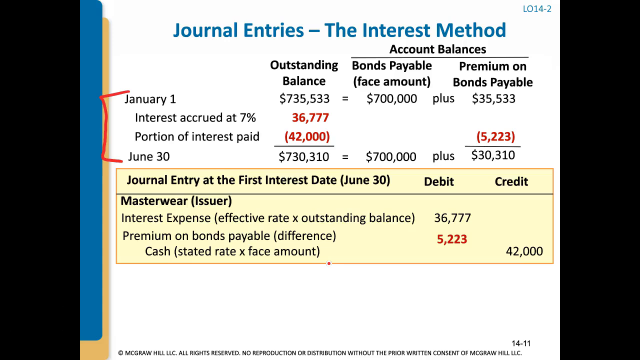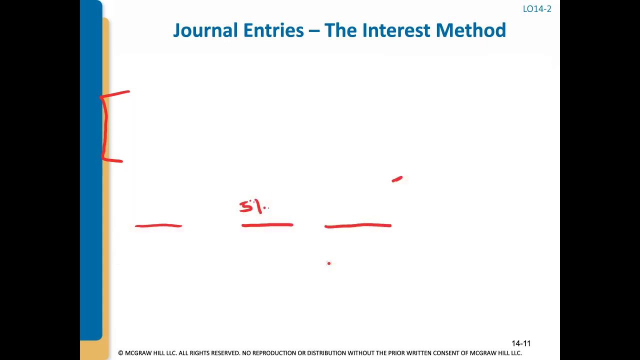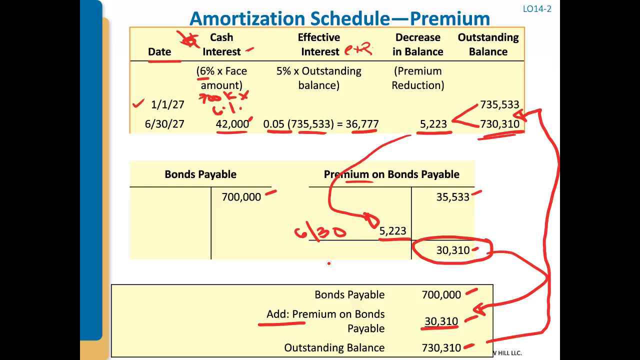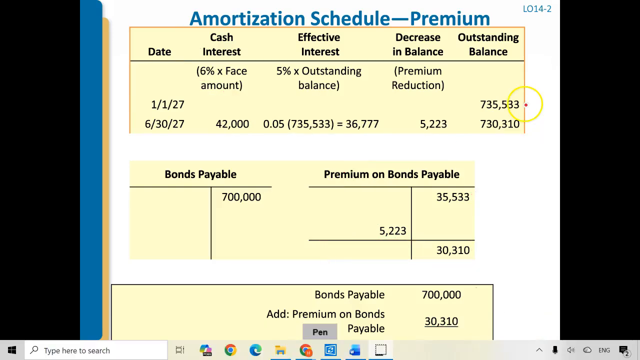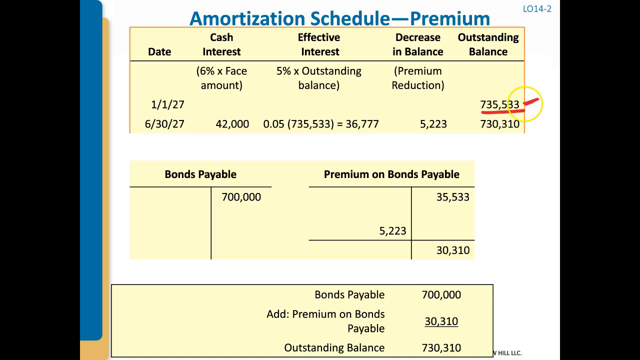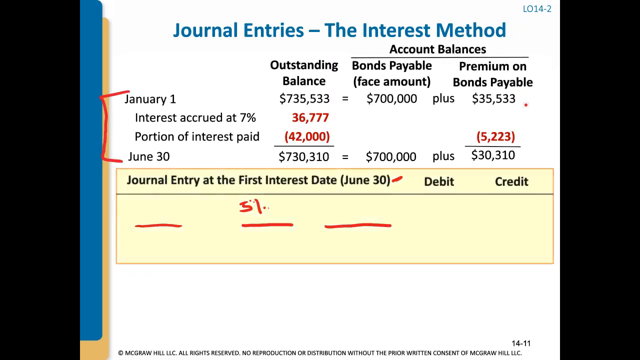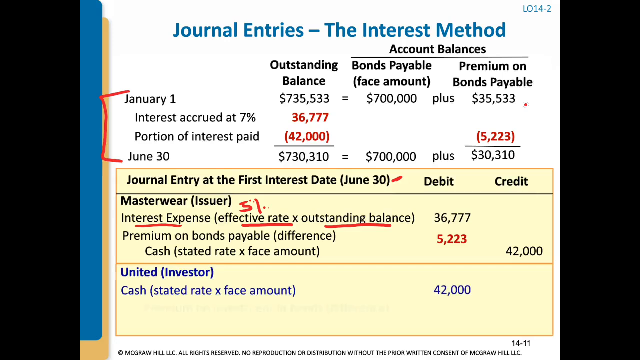But let's go through the journal entries that the issuer and the holder need to record on the interest payment dates. So this is June 30th. The interest expense is going to be the effective rate, which was 5%, the market rate, divided by 2, times the outstanding balance. So that's going to be this number right here, the 735,533.